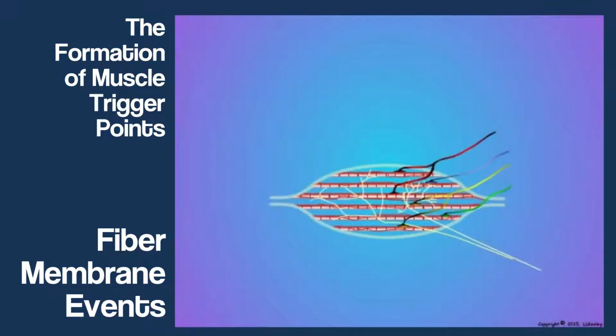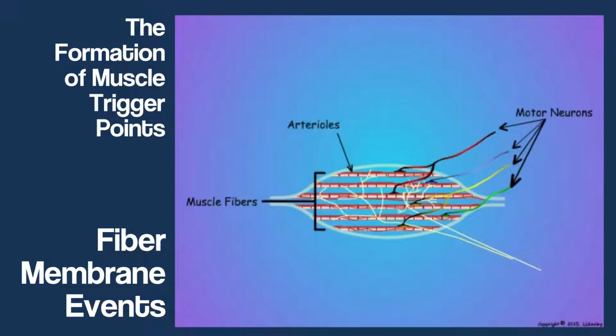To illustrate this, we will use a simple model of a muscle fascicle that consists of only 6 muscle fibers innervated by 4 motor neurons. In addition to its motor neuron, each fiber has an arteriole that supplies it with blood for the oxygen and nutrients needed for energy essential to contraction. Finally, the fascicle is innervated by pain-sensing neurons called nociceptors that are sensitive to the absence of oxygen and the presence of ATP and inflammatory chemicals.